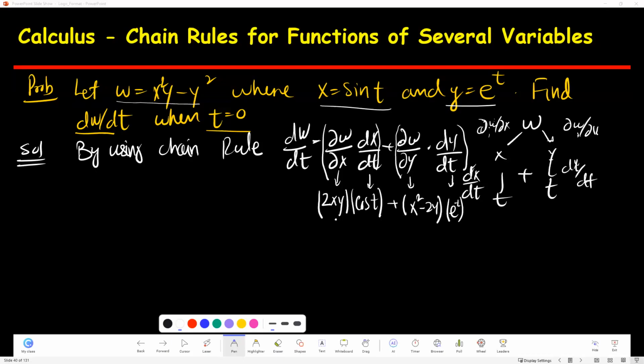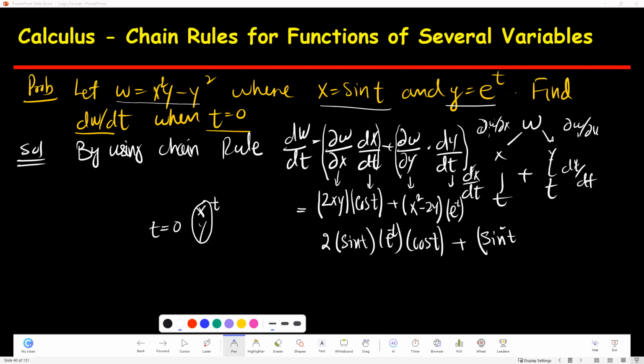Now in this problem, there's a further problem going on: I cannot put t equals 0 because in this function I have x and y. So I'm going to get rid of this x and y and replace with the t function, which is given in the question. So I can write 2 sin t, this is the value of x, then e^t, then cos t, plus sin squared t. So I replace this x value given, sin t, minus 2e^t and then e^t.